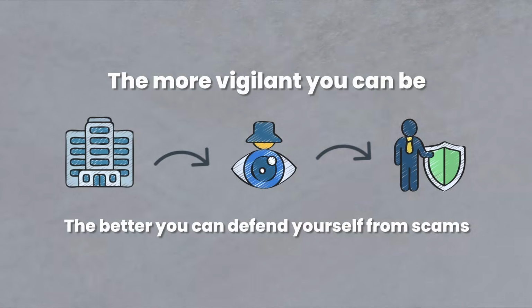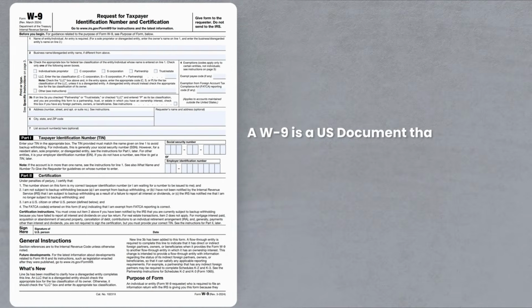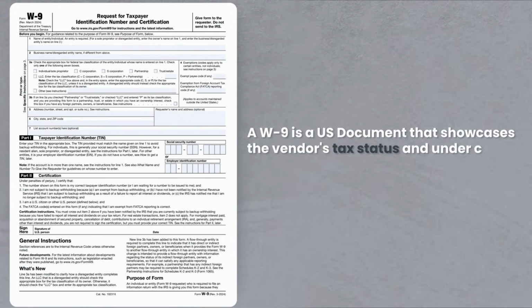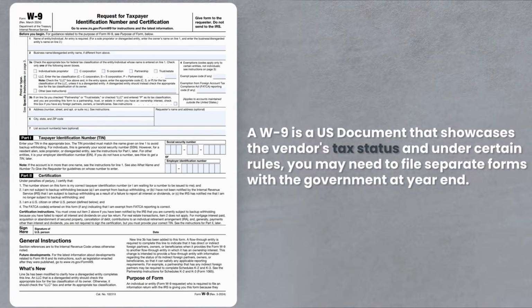And while you're collecting this information from a vendor, also collect what's known as a W-9. A W-9 is a US document that showcases the vendor's tax status, and under certain rules, you may need to file separate forms with the government at year end. And you don't want to wait until that tax due date to file those forms. Typically, the last day in January of each year is when it's owed. So you'll want to collect this W-9 ahead of time so that you don't have any delays in processing.